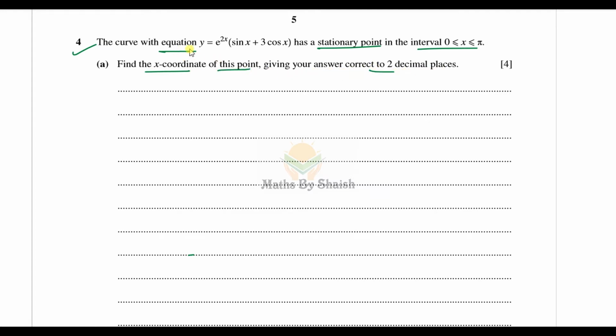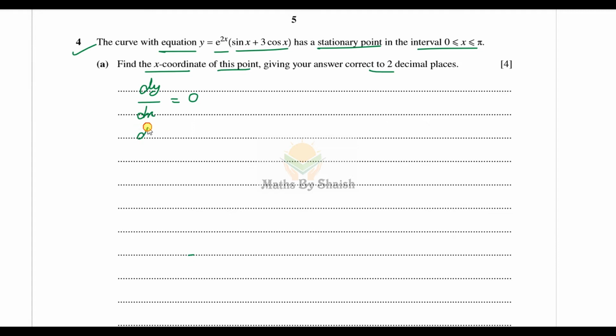So if there is a stationary point, we should know that we are going to make dy over dx equal to 0, so that we'll get the value of x, because at this stationary point dy over dx is 0. So let's find out what dy over dx is. We'll use the product rule because there is a product of two functions here.